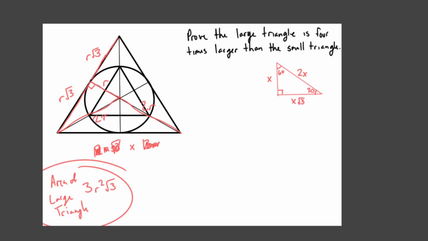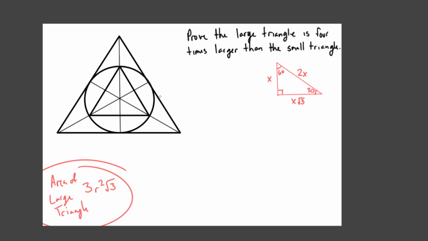But again, I need to prove my large triangle is 4 times larger than the small triangle. So I also have to find the small triangle. Cool? I'm going to go through and erase basically all of this stuff so I can redo this process, but with my small equilateral triangle. So once again, erase all this. Okay, now we're going to find the small triangle.